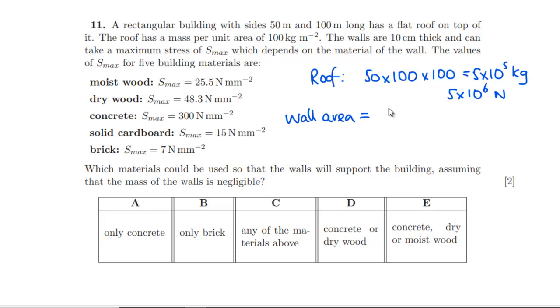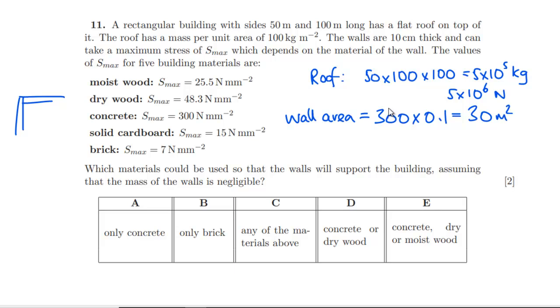Right, let's ignore that for the moment, because I'm wondering if you've got 50 and 100, well, what are you doing? Is that inside or is it outside? Well, let's not worry about that now. The perimeter is 300 meters. So we're going to have 300 multiplied by 0.1. So we've got 30 meters squared.